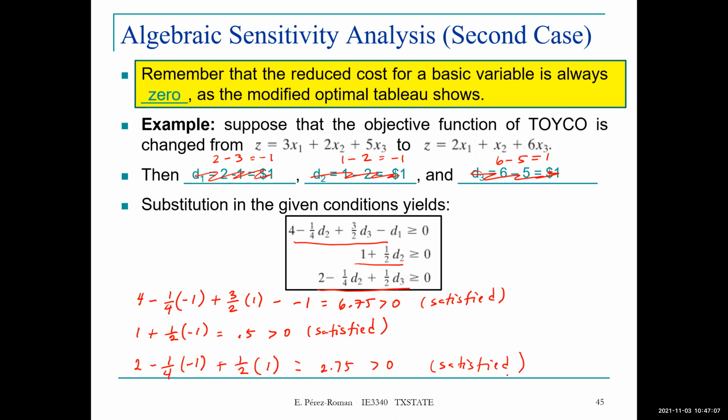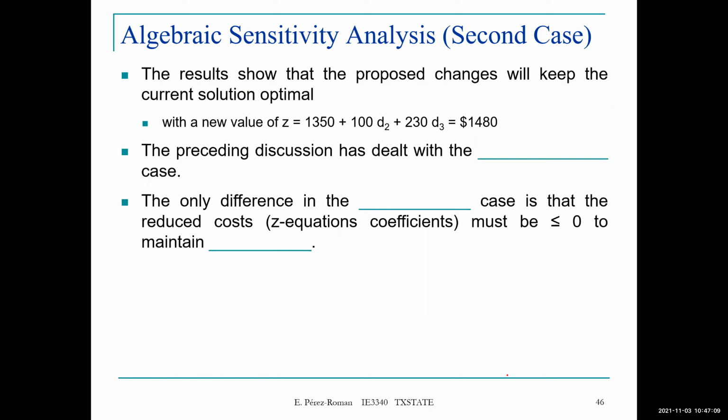The result shows that the proposed changes will keep the current solution optimal with a new value of z equals 1,350 plus 100d2 plus 230d3, which is going to be equal to 1,480. So that will increase your profit. The preceding discussion has dealt with the maximization case. The only difference in the minimization case is that the reduced cost or the z coefficients must be less than or equal to 0 to maintain optimality.